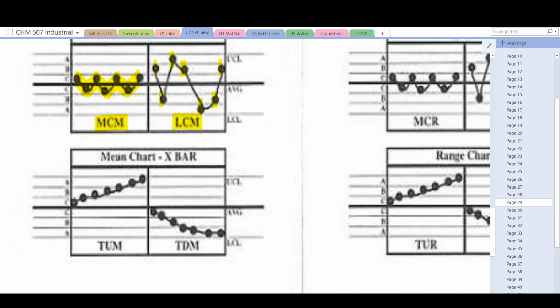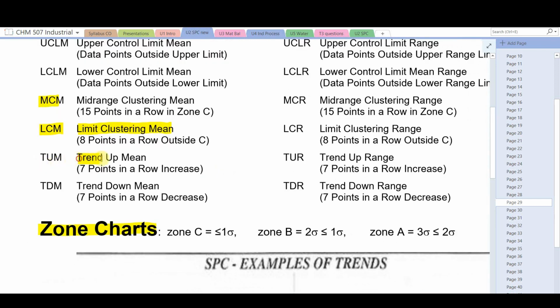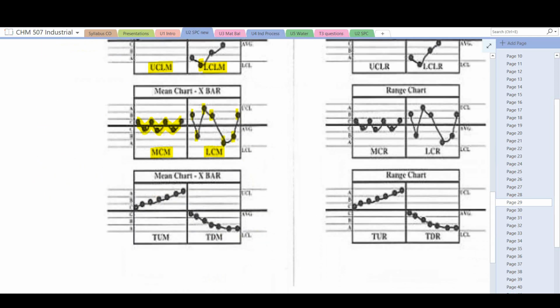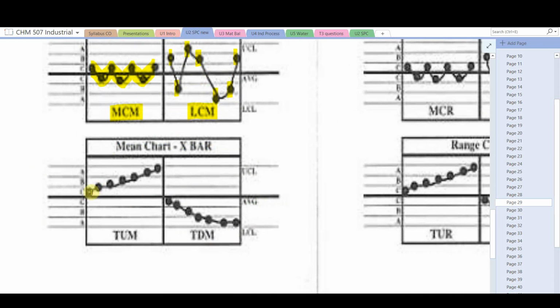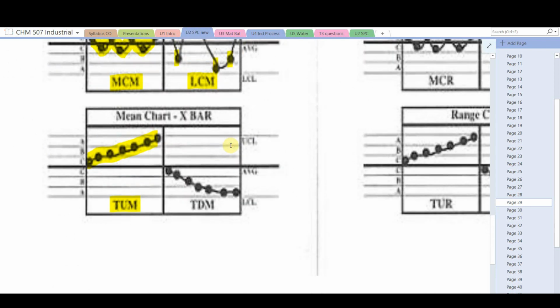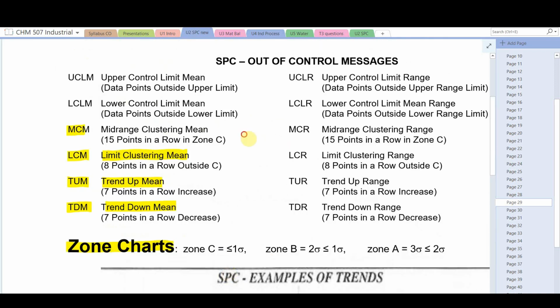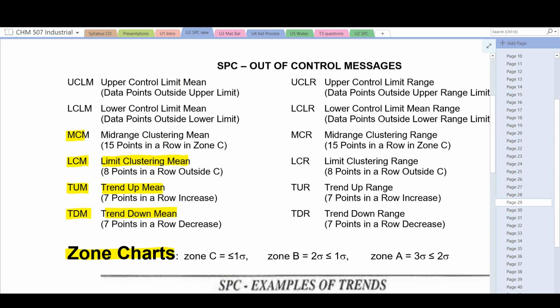And the last case here is one we spoke of earlier, a trend up mean, 7 points in a row increasing, or a trend down mean, 7 points in a row decreasing, abbreviated TUM and TDM. Take a look. 7 points in a row increasing, that's not normal. They should be varying. TUM, trend up mean. 7 points in a row decreasing consecutively, trend down mean. So I'm going to ask you to learn those 6 terms. Here they are on the left. I think they're pretty self-explanatory once you've looked at them.